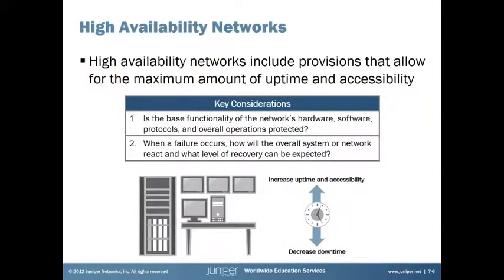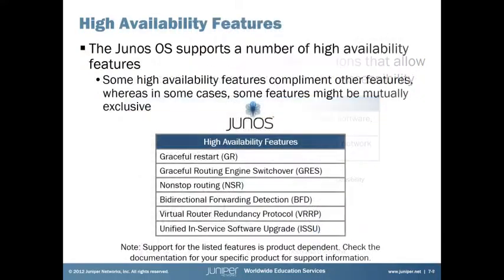So high availability networks include provisions that allow for the maximum amount of uptime and accessibility. Some key considerations: is the base functionality of a network's hardware, software, protocols, and overall operations protected? And when a failure occurs, how will the overall system or network react? And what level of recovery can be expected? So we're looking at increasing uptime, decreasing downtime.